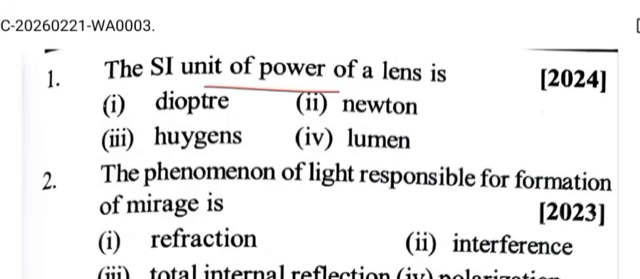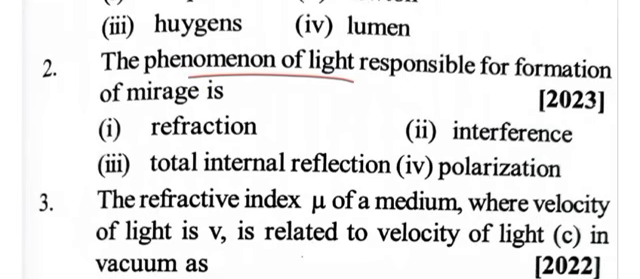The SI unit of power of a lens is diopter. The phenomenon of light responsible for formation of mirages: refraction, interference, total internal reflection, polarization. That will be total internal reflection.